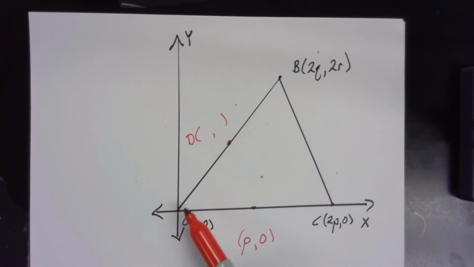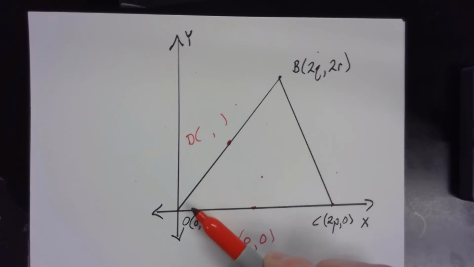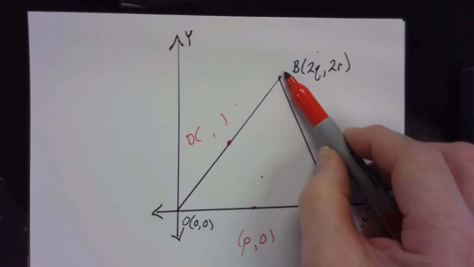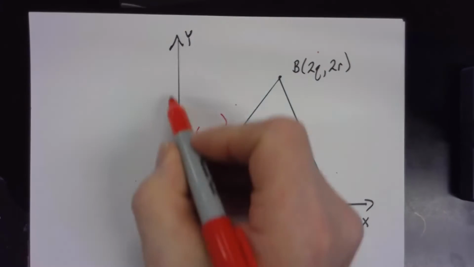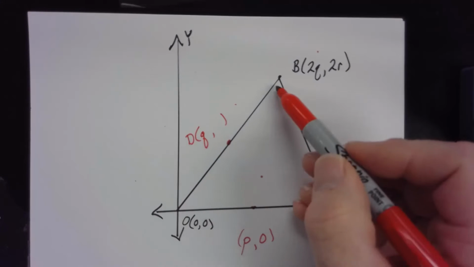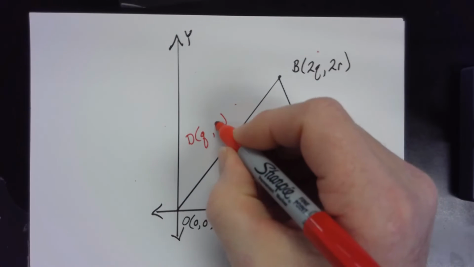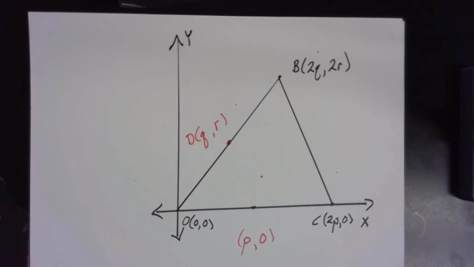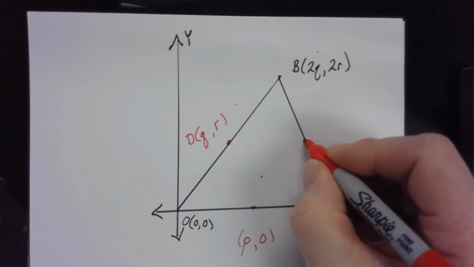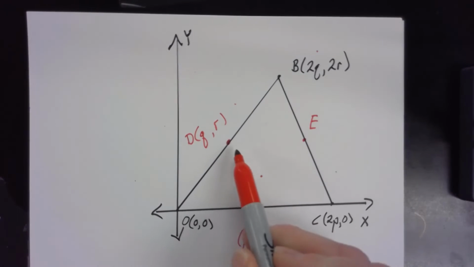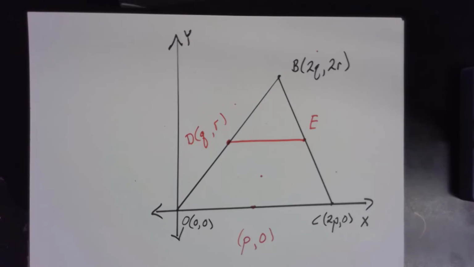Okay, so think about it. Think about the midpoint. We're going halfway on the x-coordinate from 0 to 2q. What is halfway from 0 to 2q? 1q. And on the y, on the vertical, from 0 to 2r is 1r. Yeah? Okay. And then let's think about this point over here, point E. So I can have my mid-segment right there.